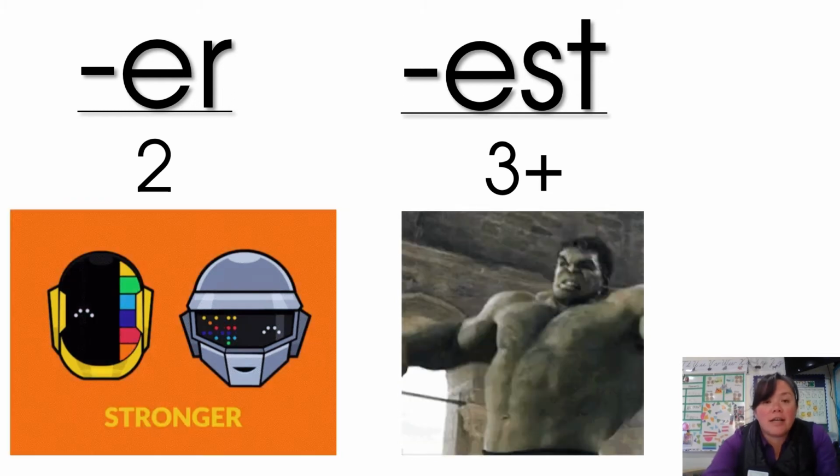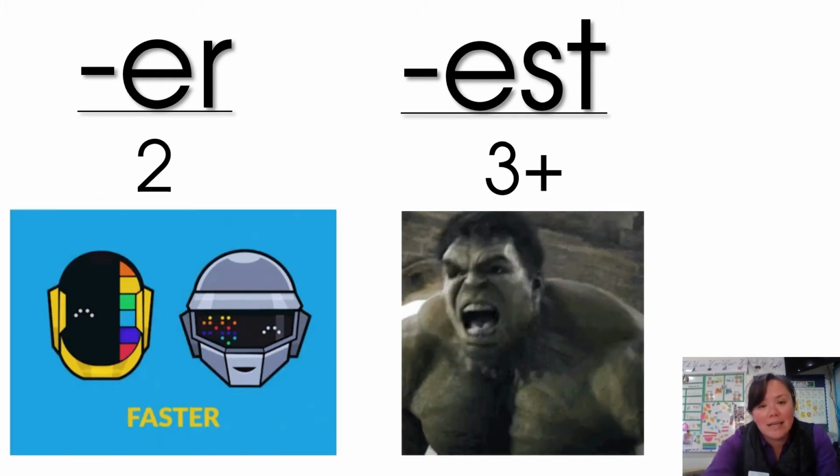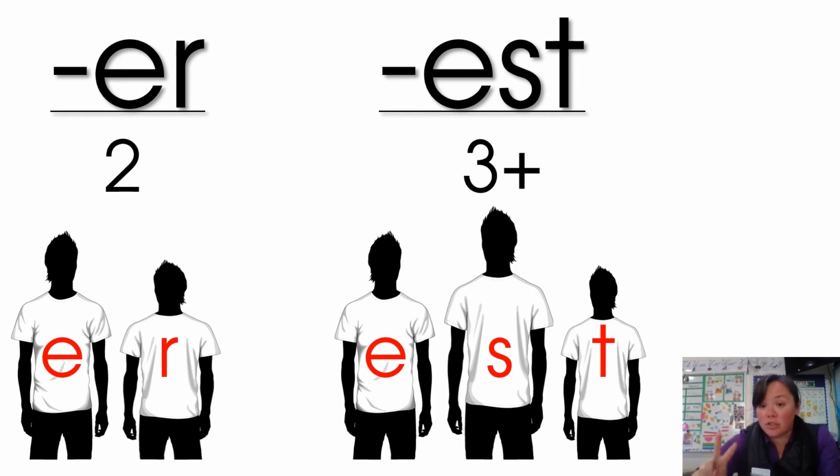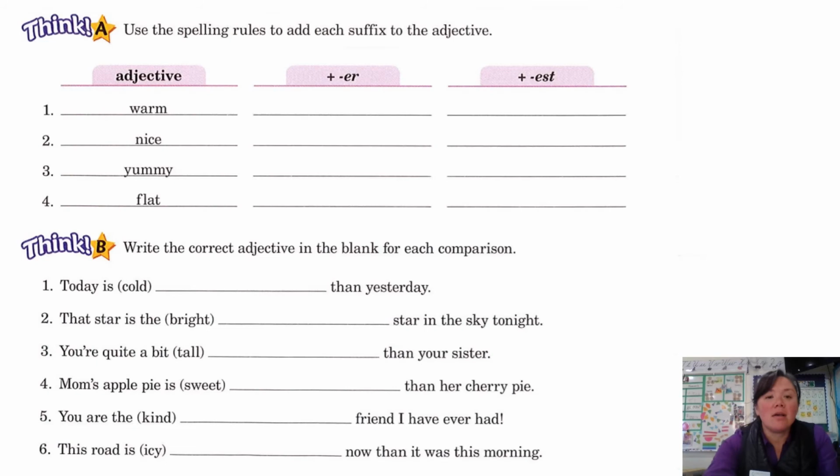And here's a hint for you guys. This is the way I see it. I see ER has two letters, so you're comparing two people. So I can put those little letter ERs on those two people that you're comparing, who's taller, who is shorter. And then with EST, it has three letters, so I'm comparing three or more different people when I use EST, okay? On your work page, you're going to be adding ER and adding EST in this first little box.